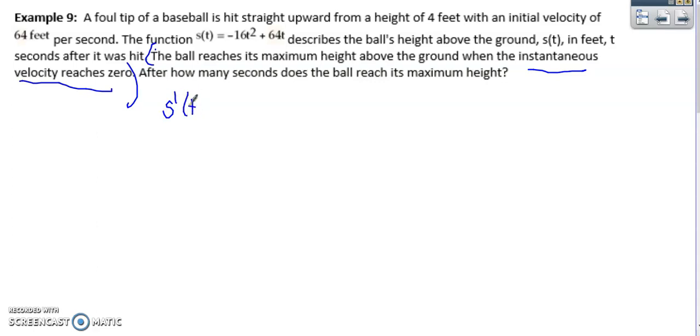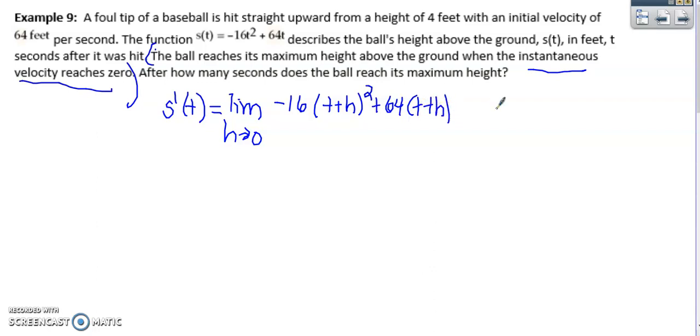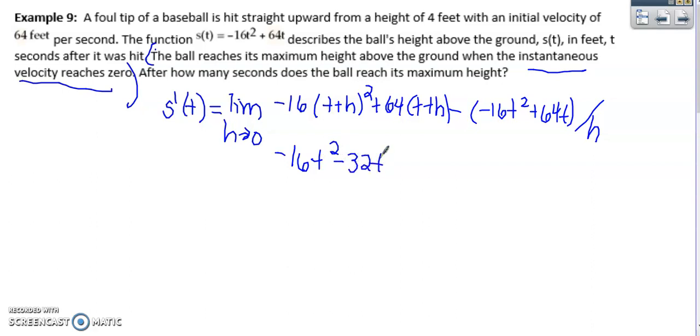S prime of t is the limit as h goes to 0 of negative 16, I'm going to use t again, t plus h squared plus 64, the quantity t plus h. I'm going to subtract my original function and divide it all by h. I would love it if you pause the video and try to work it out on your own. Here's what we get.